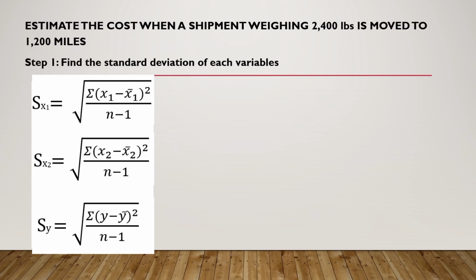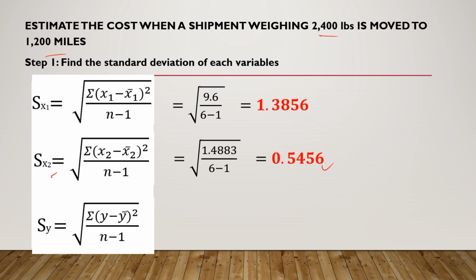Now, we have another question. Estimate the cost when a shipment weighing 2,400 pounds is moved 1,200 miles. So this is a follow-up question. To find the estimated cost, first we need the standard deviation of each variable. So for S sub x1, we'll just substitute the summation of x sub 1 minus x sub 1 bar squared all over n minus 1. So we'll have 1.3856.